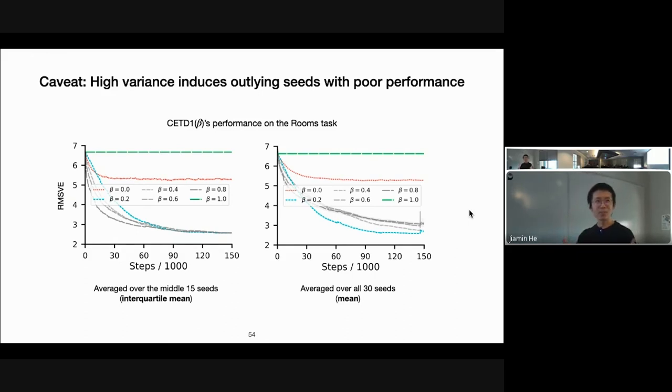So in the error, the states are weighted by their on-policy distribution. It's the root mean squared value error, right? So average over many states. So is the distribution over the states the on-policy distribution? Yes, on-policy distribution instead of off-policy distribution.